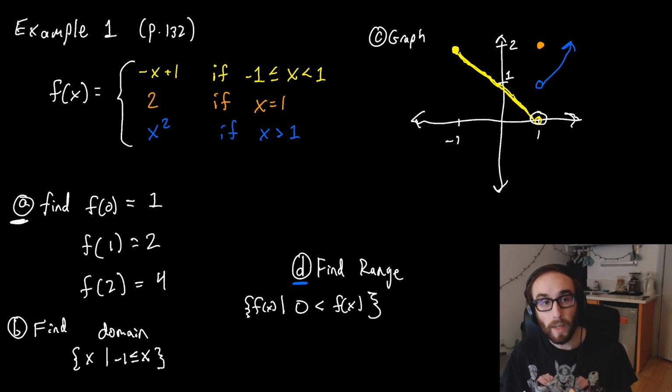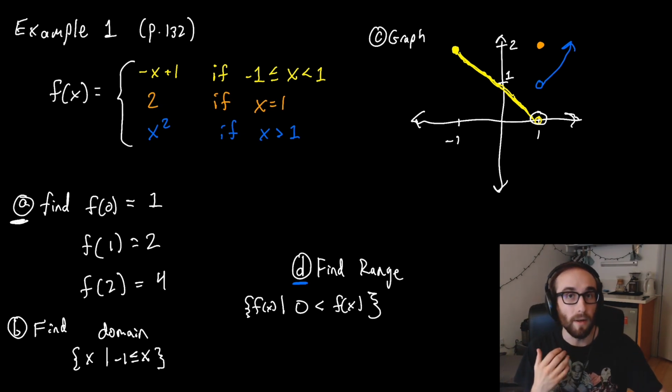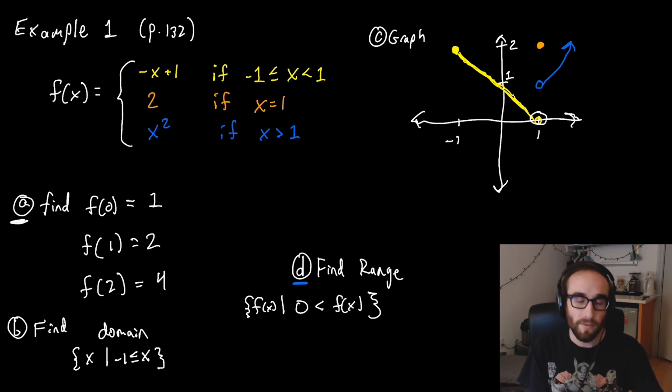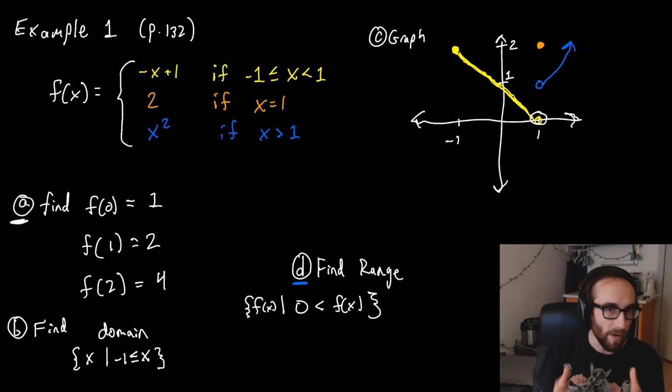So this was a quick example of how, when given a piecewise function, we can graph that function, evaluate a few different values, and then look at domain and range.